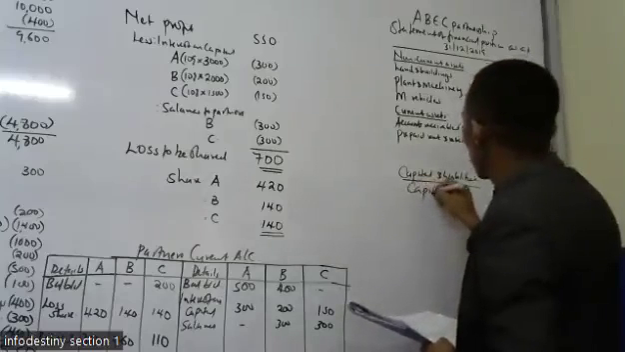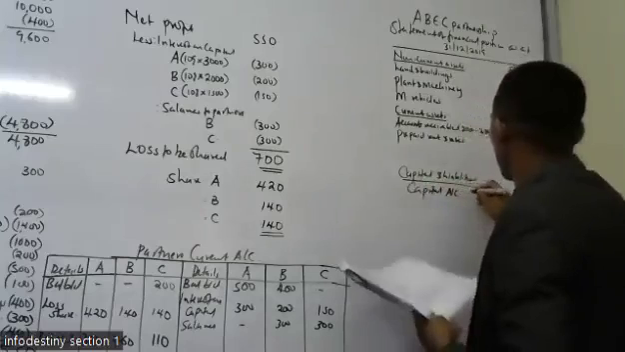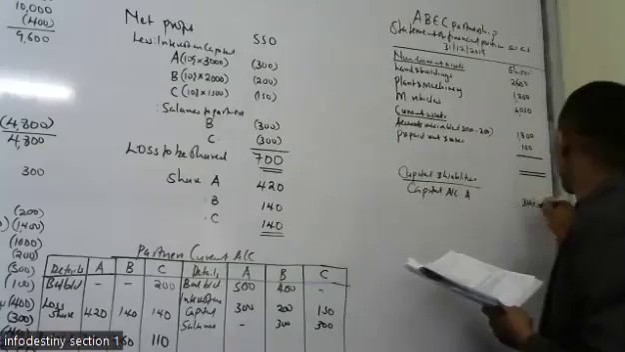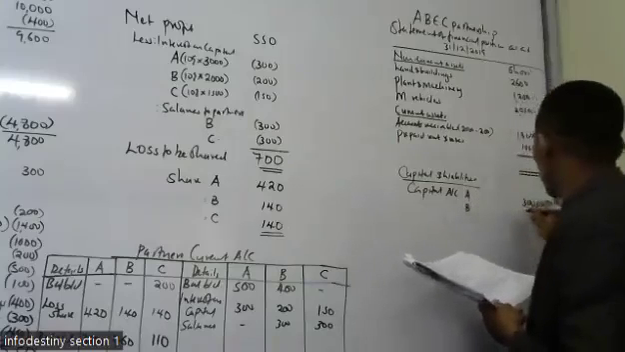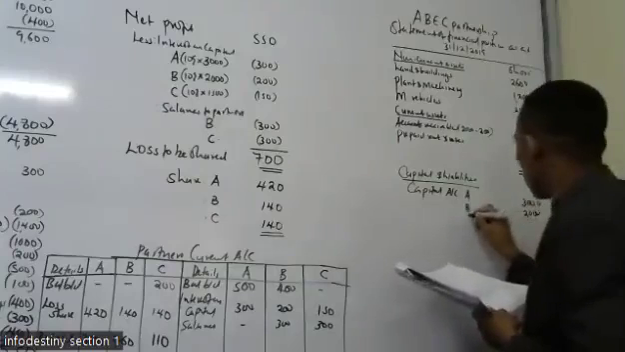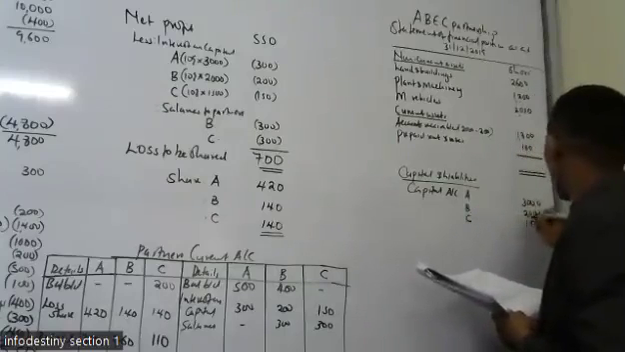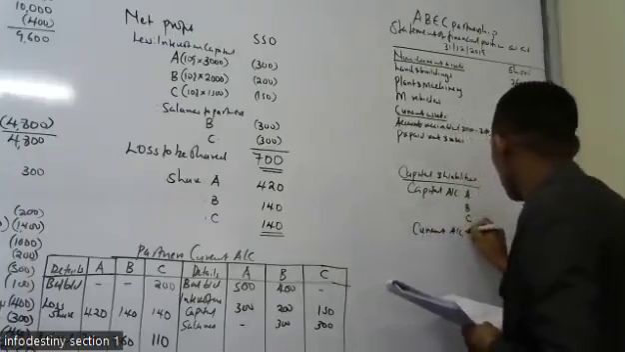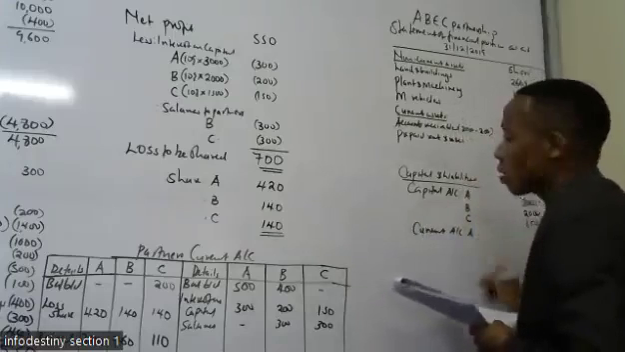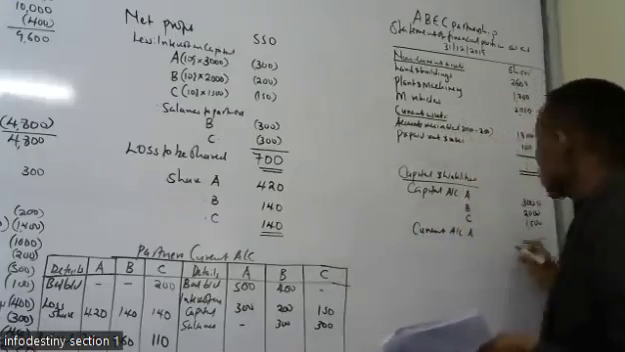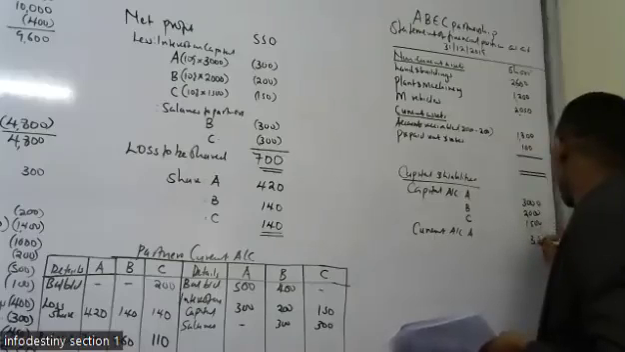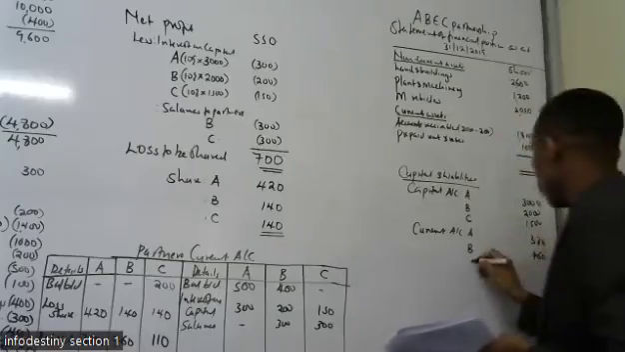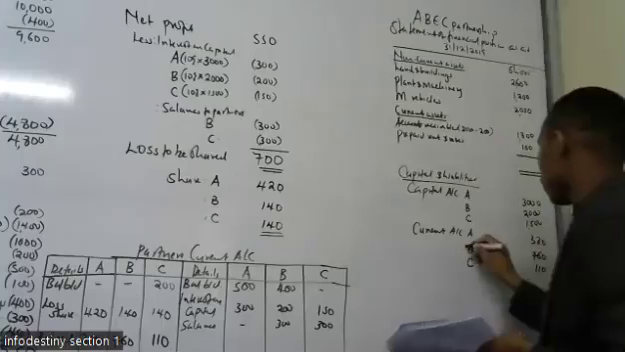We pick the capital from the capital accounts. For Andrew is 3,000. For Ben is 2,000. And for Christine is 1,500. And also we pick the balances from the current account. For Andrew, 380. For Ben is 760. For Christine is 110.